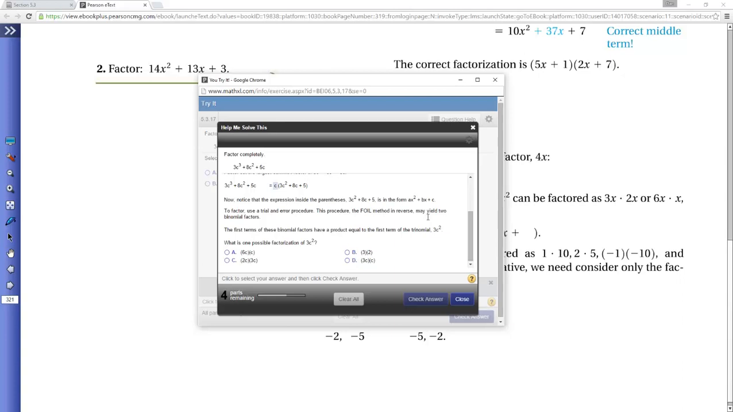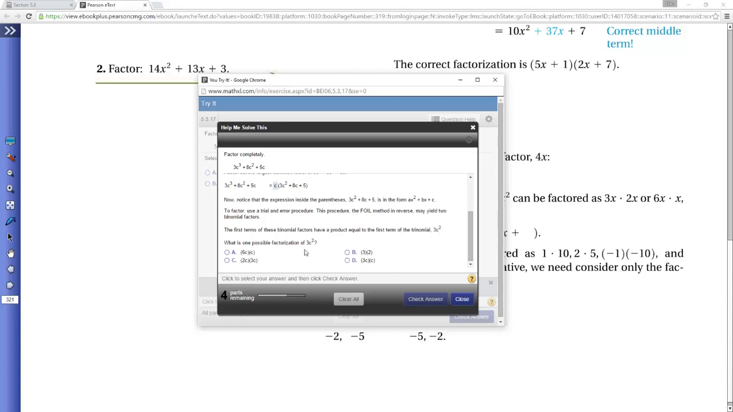So it says now we're going to look at this and say to factor, use trial and error method. This procedure, the FOIL method in reverse, may yield 2 binomial factors. The first terms of the binomials are the product, which means answer to a multiplication. Factors are parts of the multiplication, equal to the first term of the trinomial, which is going to be 3c squared. Well, what is a possible factorization of this?